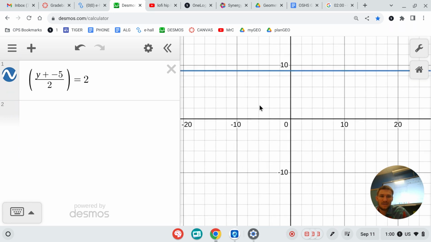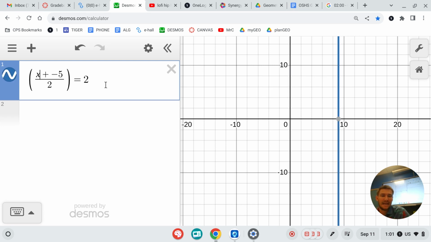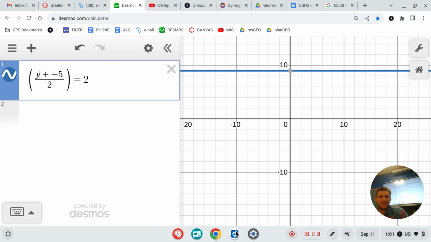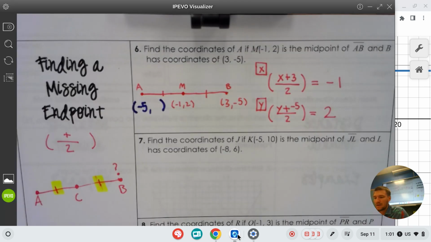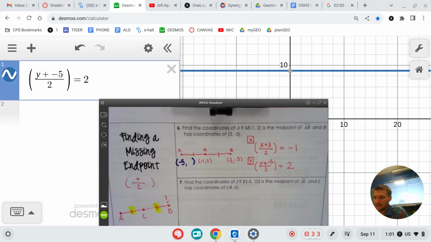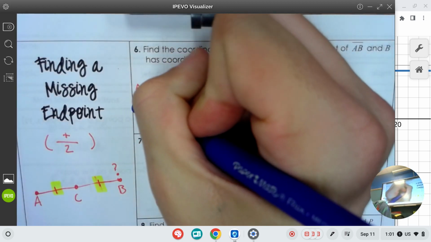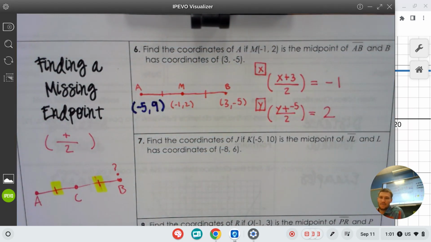Look around. This is a y value, which is why it is a horizontal line. It doesn't make any difference, right? If I make this an x, it's going to give me the same number, just vertical. But leaving it as a y makes our image a little bit more clear. 9 is where this is. And so what is the other endpoint? -5, 9.